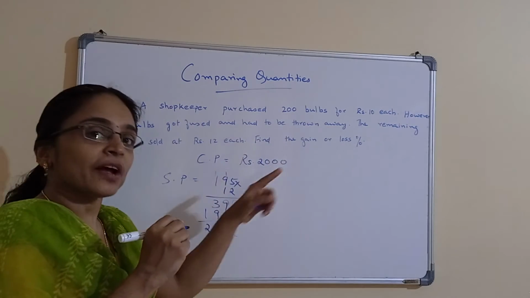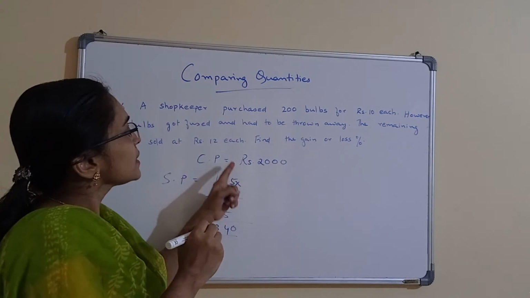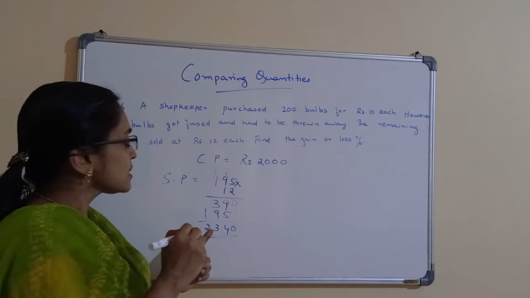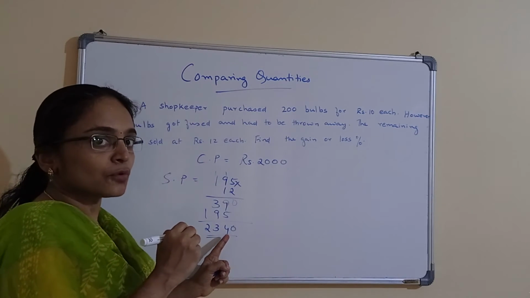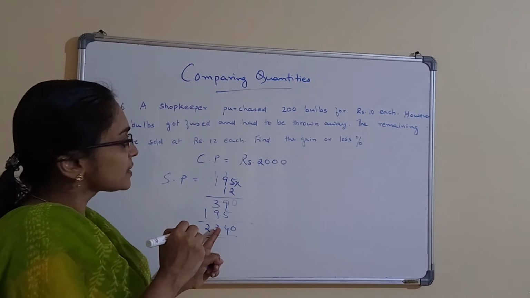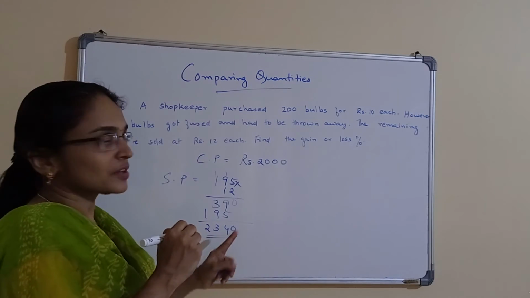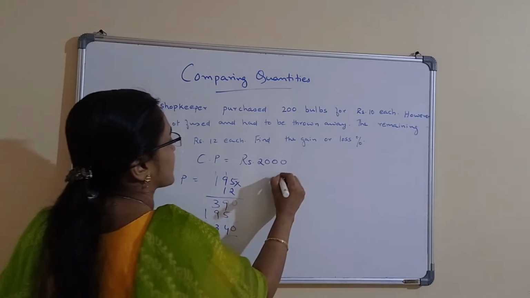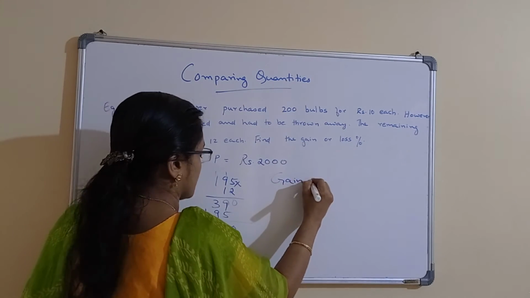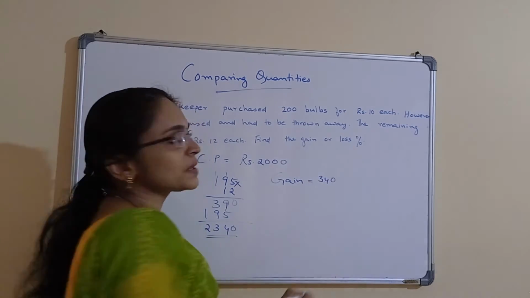Now we have to find the gain or loss percent. He bought it for 2000 rupees and he sold it for 2340 rupees. That is, he got 340 profit. That is, he has a gain. Gain is equal to 340 rupees.